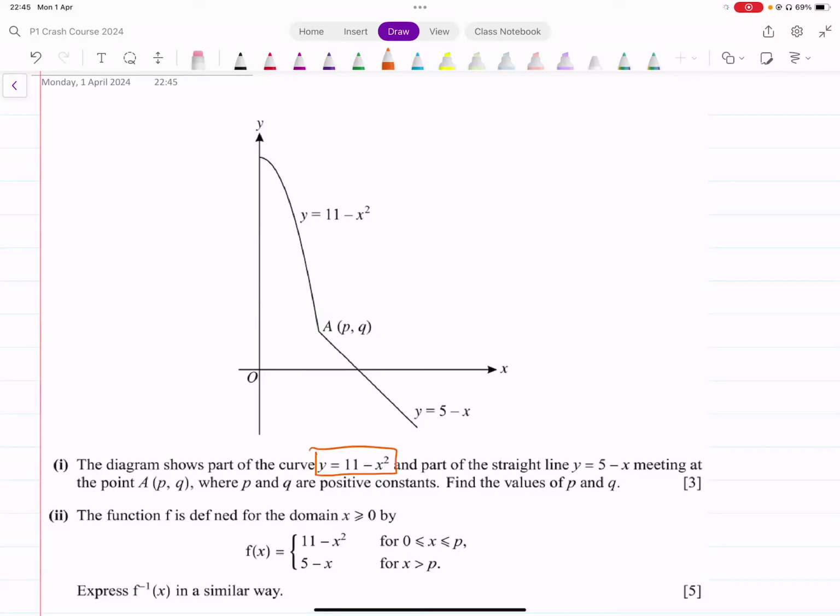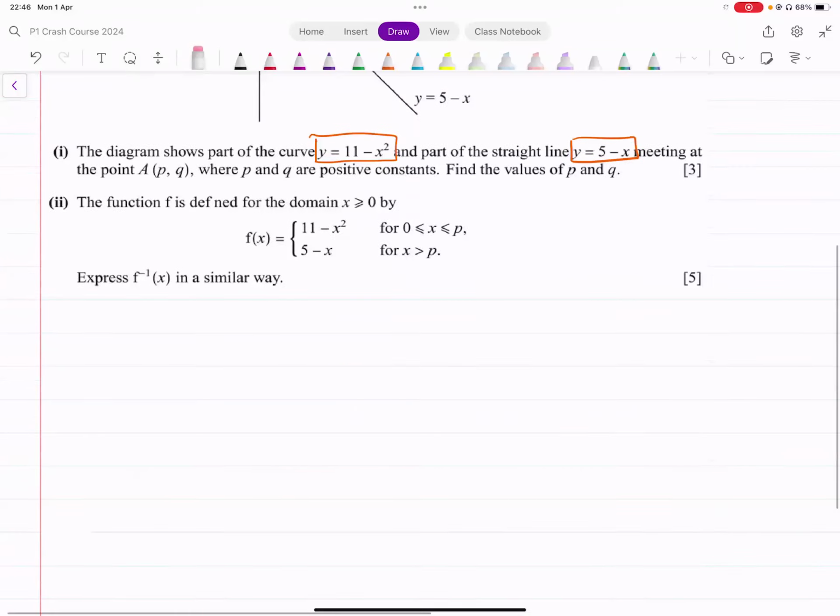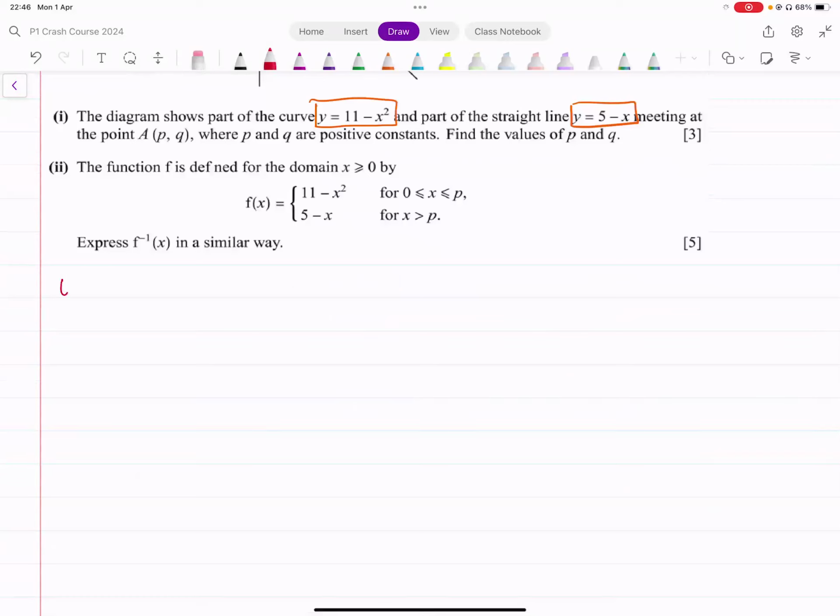One is y equals 11 minus x squared, and the other is y equals 5 minus x. Point A is the point where these two graphs meet each other. You have a curve, you have a straight line, and the point is where these two graphs meet each other. So that's the point of intersection of these two graphs. How do you find the point of intersection of any two graphs? You solve them simultaneously, right? So you just have to solve these two equations simultaneously in the first part.